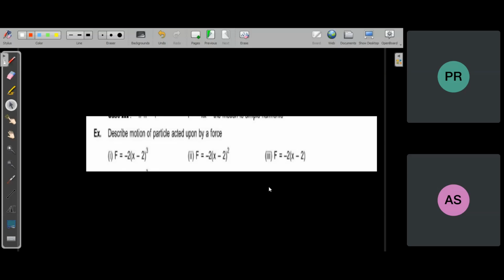Tell me, are you getting it? One minute, sir, doing the third one, sir. First one, the motion of the particle is oscillatory, sir, not simple harmonic. Okay. First and second are oscillatory, you are saying. Yes, sir. Okay. And what about the third one?